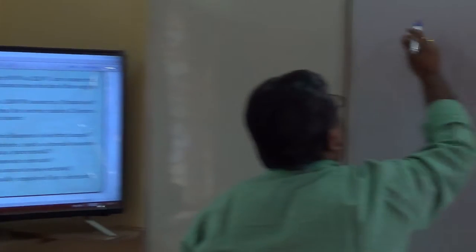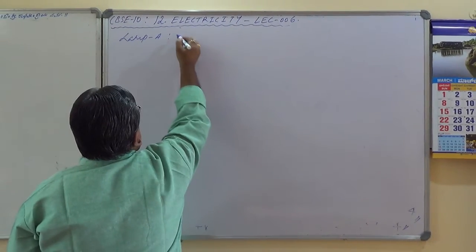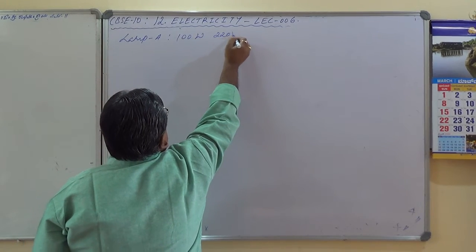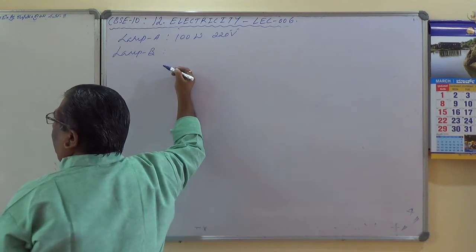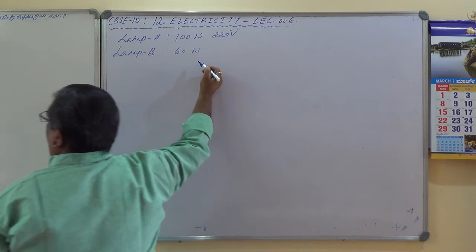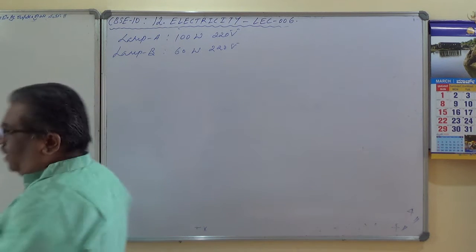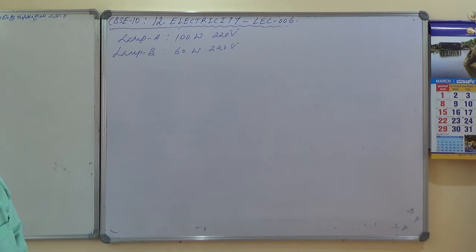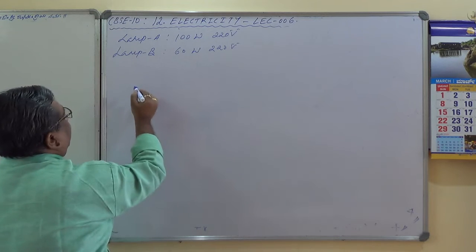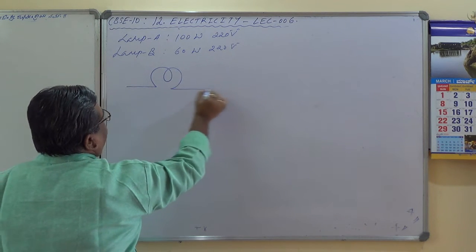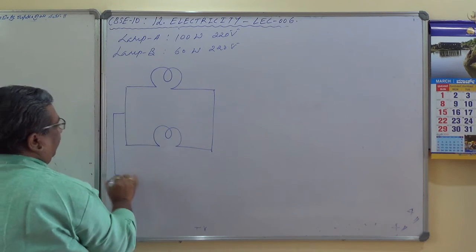So two lamps. Lamp A, what is the power rating? 100 watts, 220 volts, and lamp B, 60 watts and 220 volts. How are these connected? These are connected in parallel to the main electric supply with 220 volts. Fine, let's see what happens now. So this is how the diagram looks, this is bulb 1 and bulb 2. This is how these are connected in parallel to the mains basically.